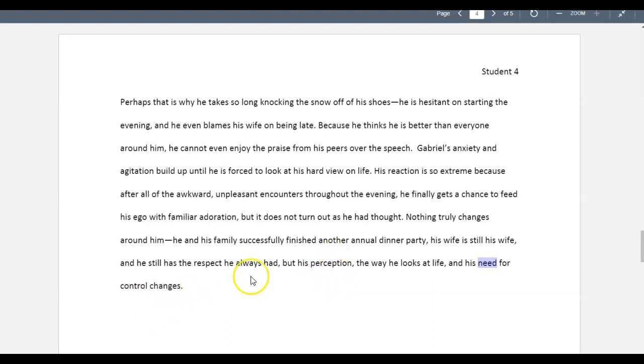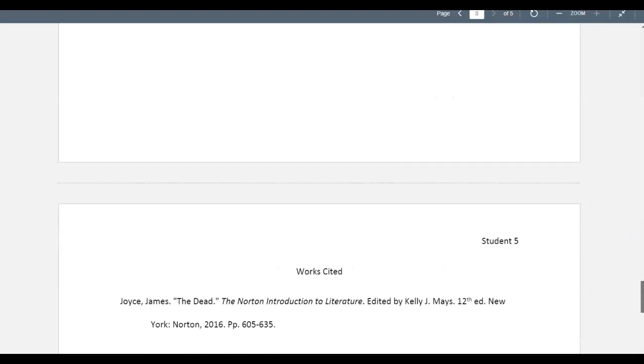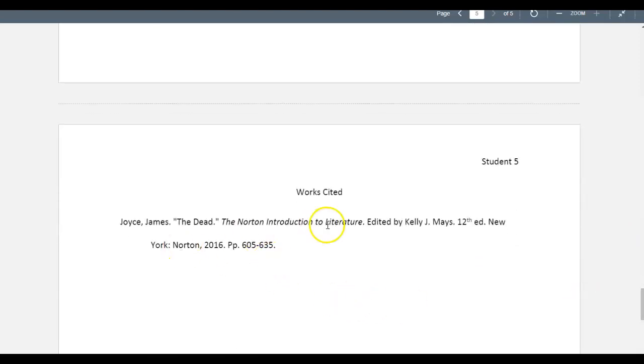And so that should be changed. So you do have a thesis that's presented. Could have been improved a little bit more. Certain details need to be fixed, such as how the citation. But then here's the works cited page. Joyce, comma, James, period, the dead.